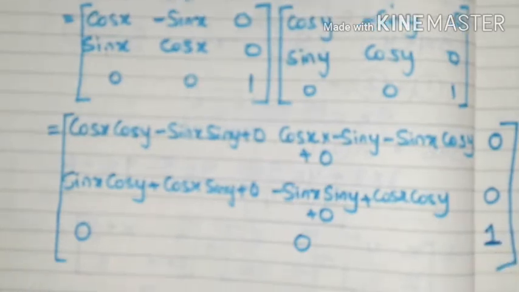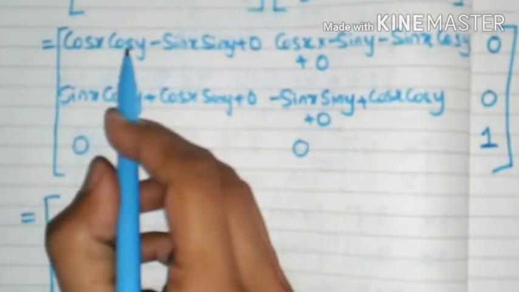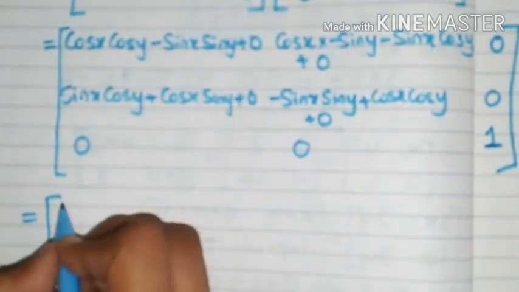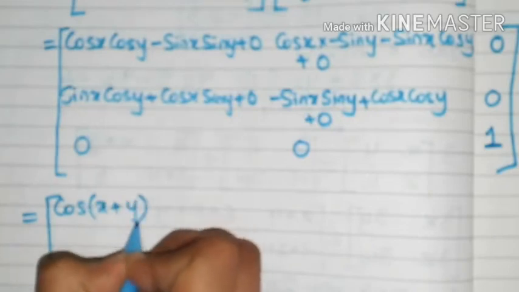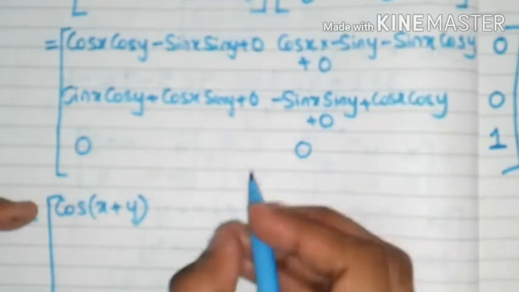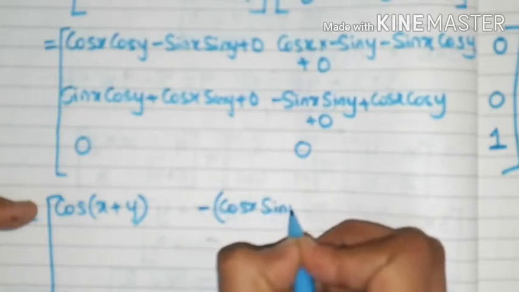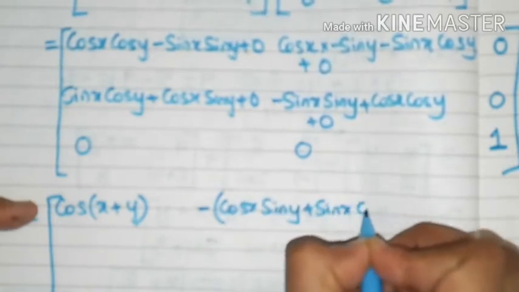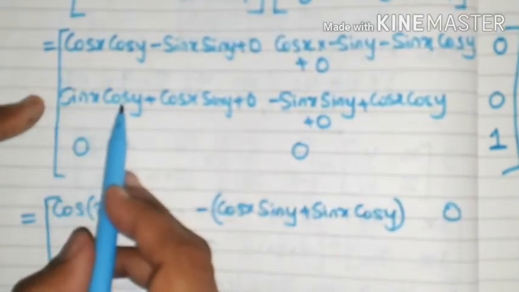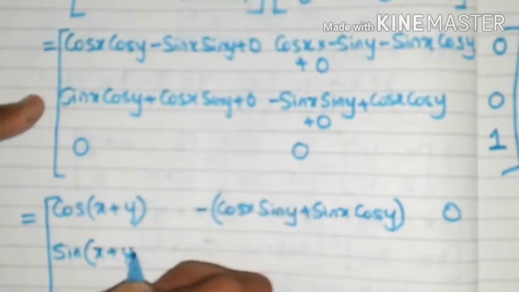That's all. Now let's simplify this further. Now cos x cos y minus sin x sin y is nothing but trigonometry; this is nothing but cos of x plus y. So that is the formula. Then minus cos x sin y minus sin x cos y: if I take the minus sign outside, I will get cos x sin y plus sin x cos y, and this will be 0. Now if I see down again, it is sin x cos y plus cos x sin y, which is nothing but the expansion of sin of x plus y.